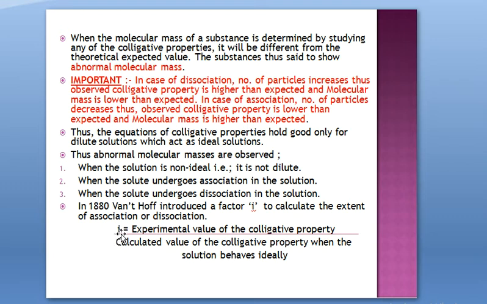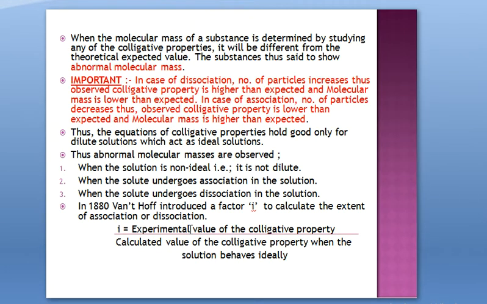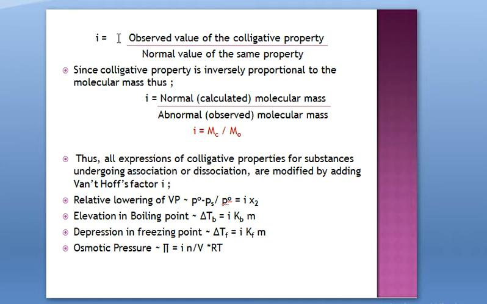He said that this i, Van 't Hoff's factor, is the experimental value of the colligative property divided by the calculated value. We calculate by counting, so that is what we expect, and what will the experimental be? It depends on the number of particles due to dissociation and association. i is the observed value divided by the calculated value. Or in simple terms, i is the observed value of the colligative property divided by normal. Observed is the experimental value, which comes after dissociation and association. Normal is what we were expecting.